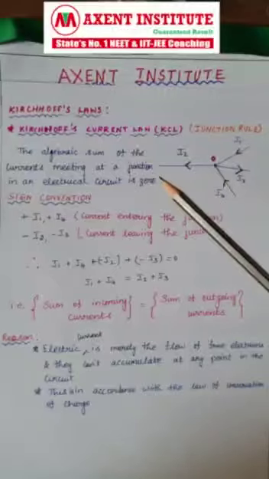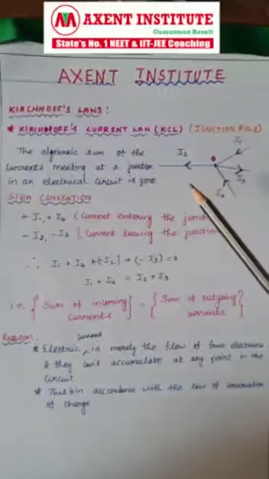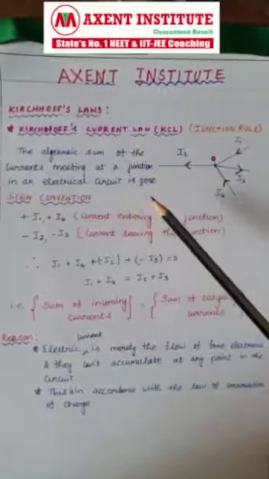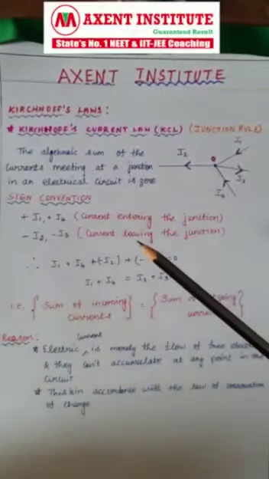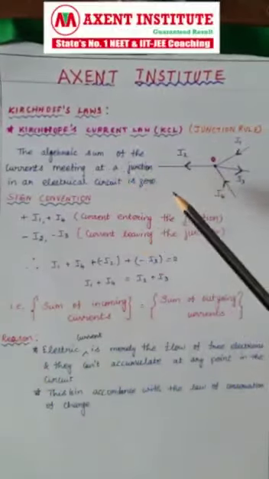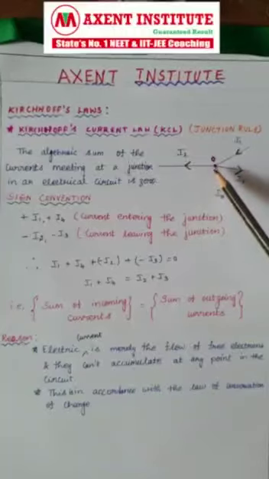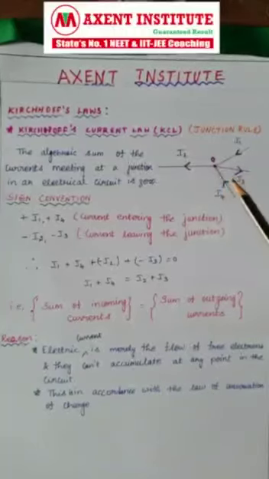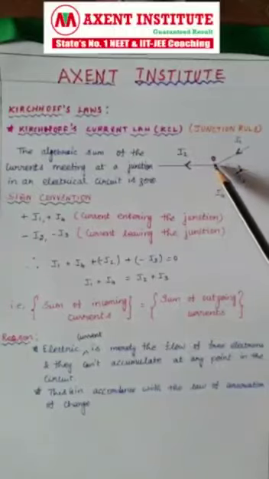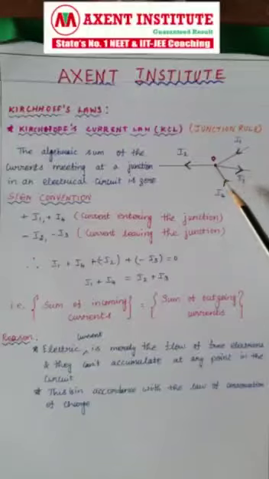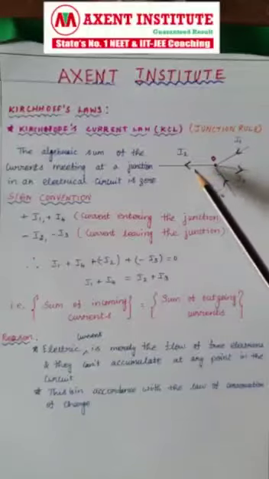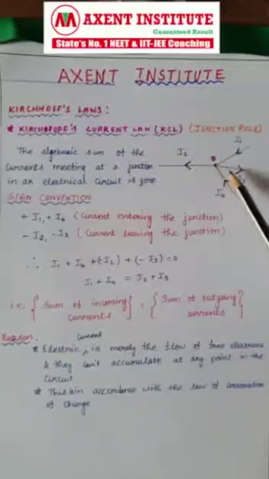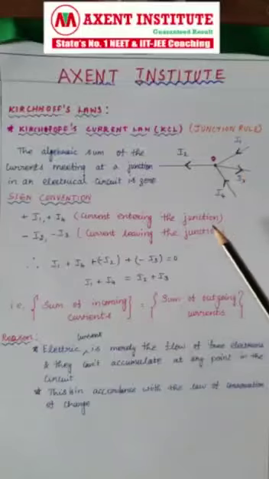Kirchhoff's current law tells that the algebraic sum of the currents meeting at a junction in an electrical circuit is 0. What is that? The algebraic sum of the currents meeting at an electrical junction is 0. Here is my junction. There are 4 paths of current. Through 2 paths the currents are entering, and through 2 paths the currents are leaving. You can see that I1 and I4 are entering, I2 and I3 are leaving.